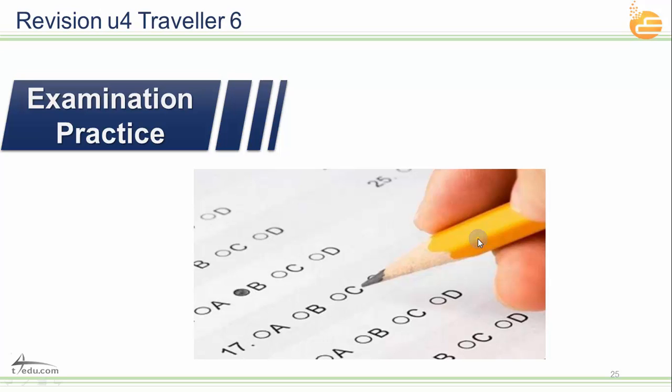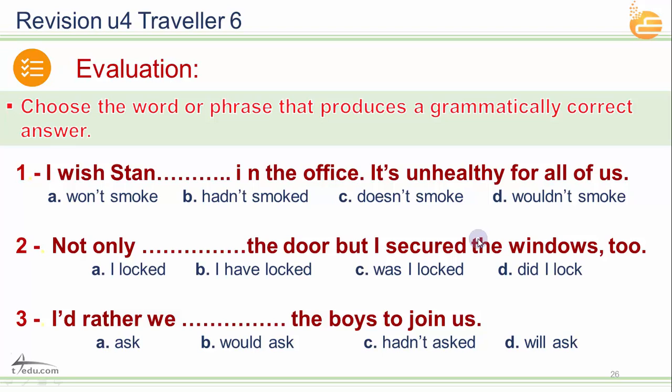So that was some kind of practice showing how students talk to one another and reach some kind of decision on the best choice. Now let's do some more exercises on the grammar that we did, the Unreal Past, where we have three ways to do the Unreal Past. One, after I wish or if only with a simple past; two, with a past perfect; and three, with would plus an action verb. So, I wish Stan won't smoke, hadn't smoked, doesn't smoke, or wouldn't smoke: which is the best?